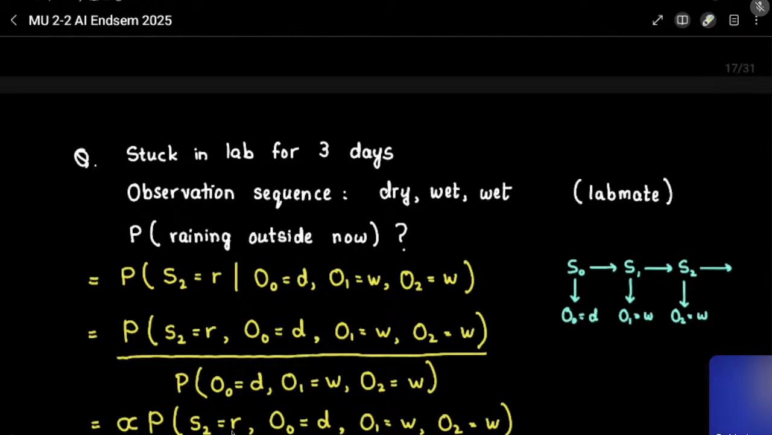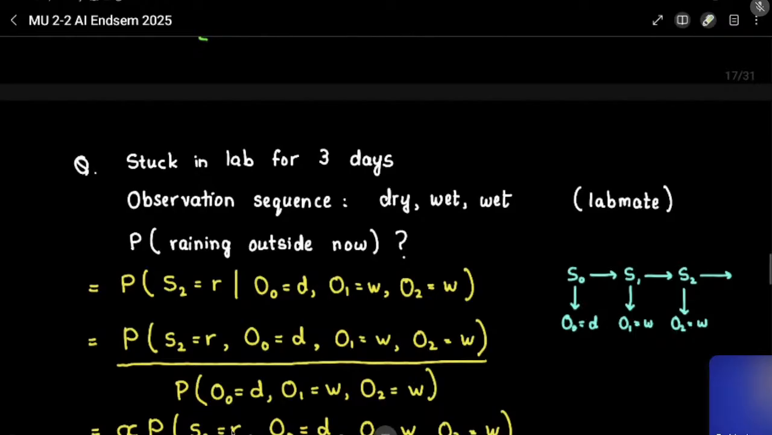So how do you write it using symbols? You have to find the probability that S2 is equal to R. It means you have to find the probability that it is raining outside on day 2. But that's not the only thing that's been given, right? You have some extra information. On day 0, the observation is dry. On day 1, the observation is wet. On day 2, the observation is wet. So that is what I wrote here. So given this is the observation sequence, what is the probability that day 2 is raining? S2 is equal to R.